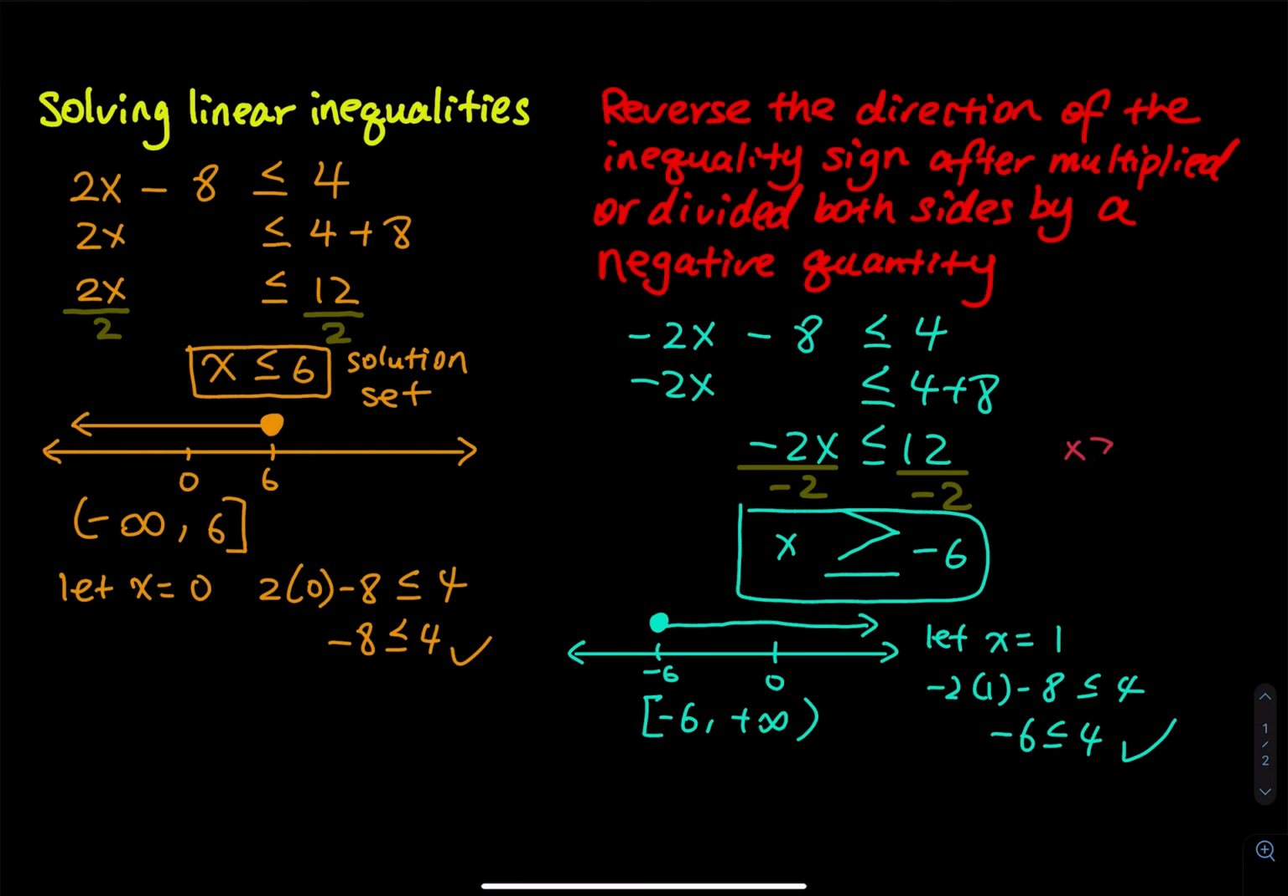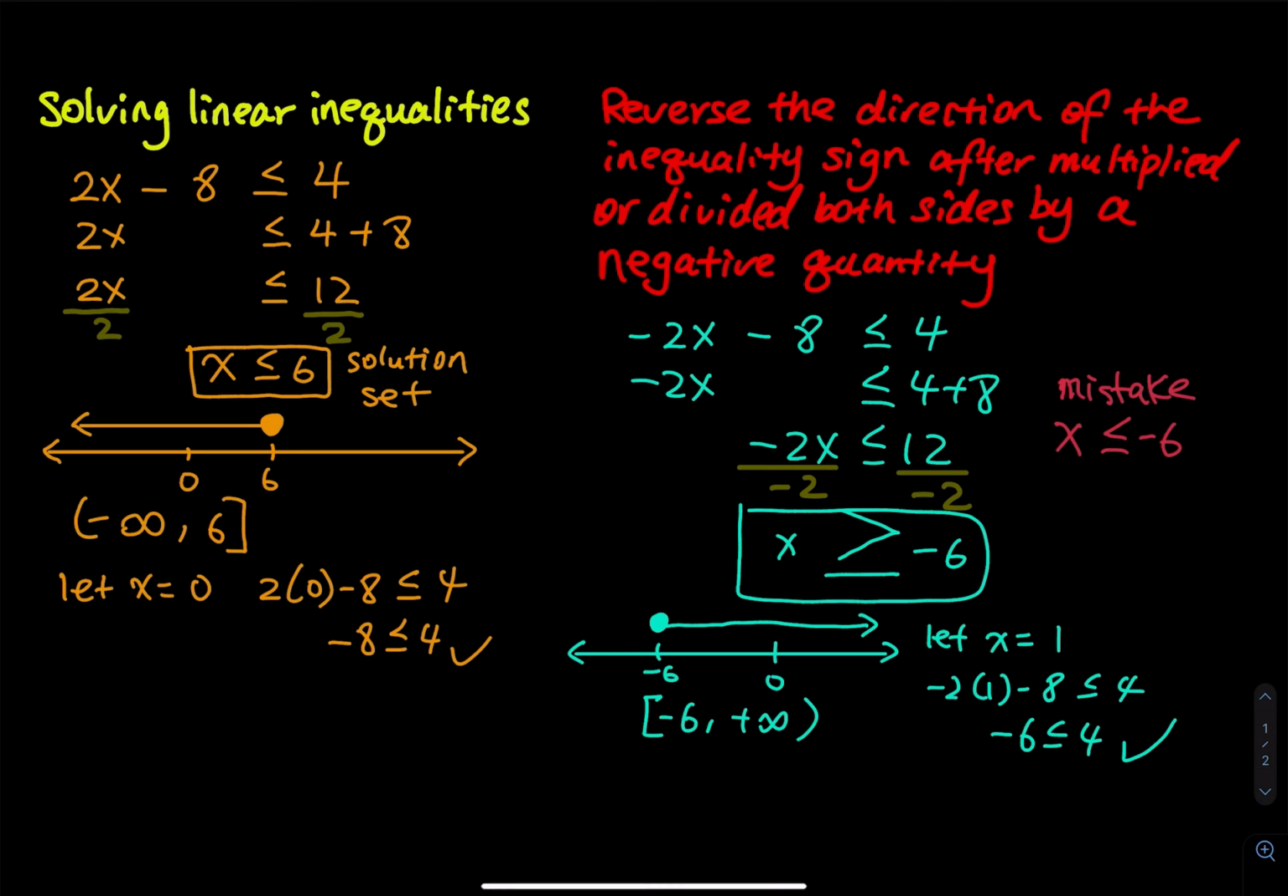Refuse to reverse the sign, huh? So x less than or equal to negative 6. I refuse to make such a mistake. So this is clearly a mistake. Let's point this out. This is a mistake. So what happened?